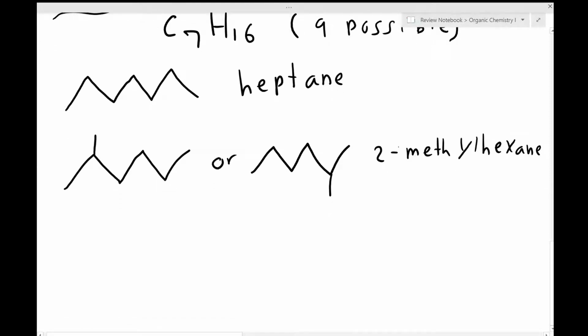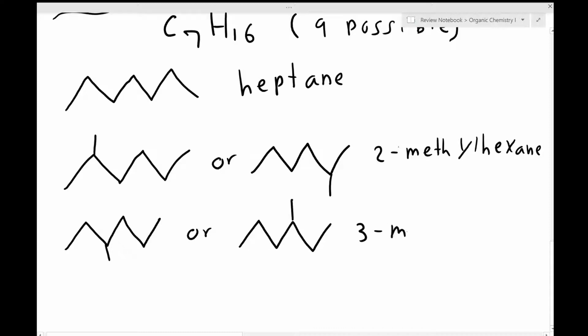And the way that we go about this, if you have a test question like this, it's good to start with the long chain and shorten it up. So now at the 2, I can move it to the 3 carbon. There's 2 possibles, 1, 2, 3, 4, 5, 6, or 1, 2, 3, 4, 5, 6. It's just 3-methylhexane.